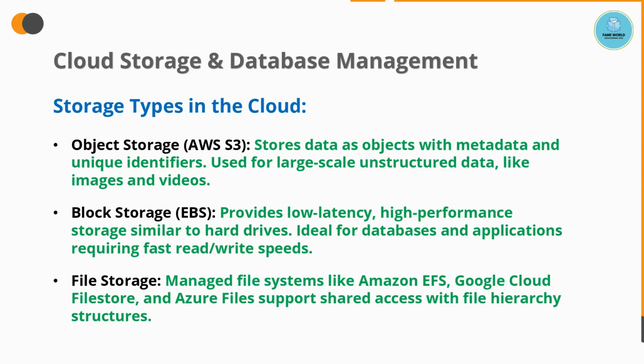Then when we talk about file storage, it is a managed file system like Amazon EFS, Google Cloud File Storage, and Azure File Support, with shared access. File storage has a file hierarchy structure, so a hierarchical, top-down approach is there when we talk about file storage systems. So these are the different storage types in the cloud.